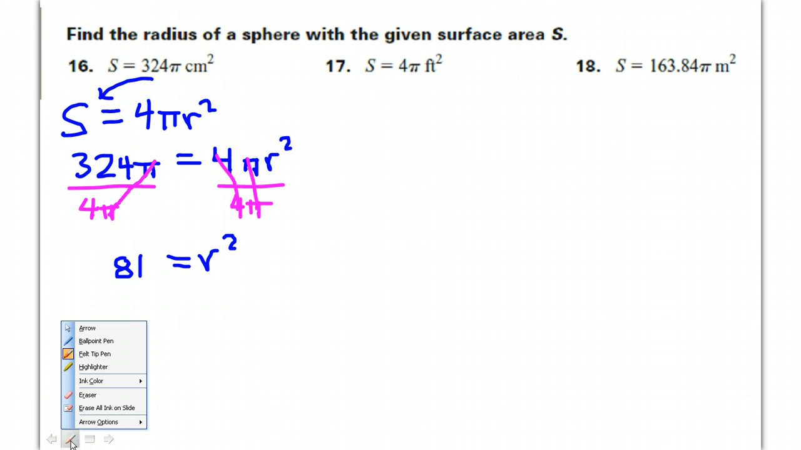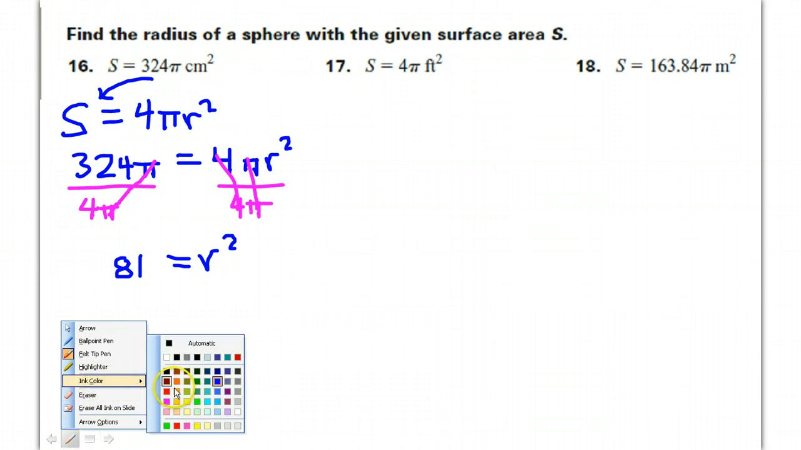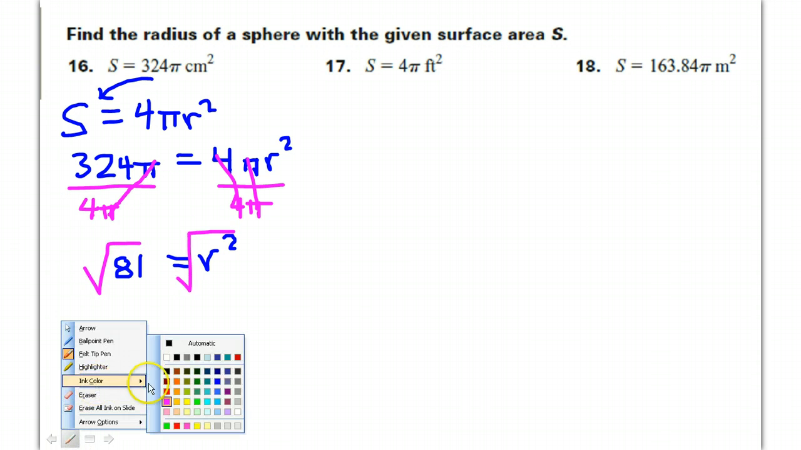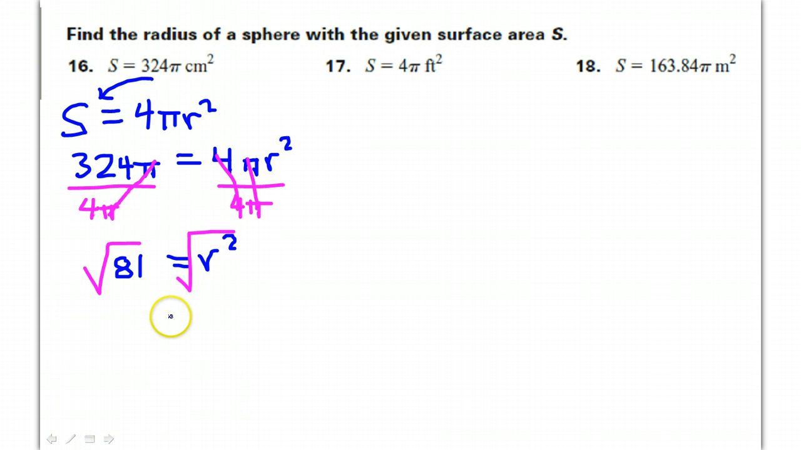So what do I need to do now? Finish it up for me, Irvin. I need to take the square root. Take the square root of both sides. Okay. So what's that going to give me? Okay, so the radius is 9.